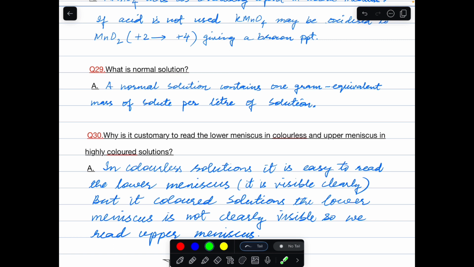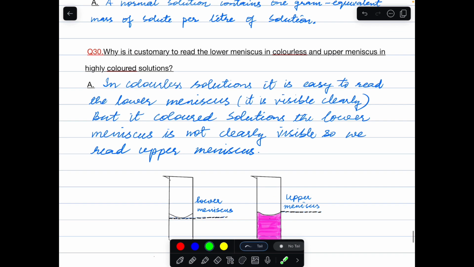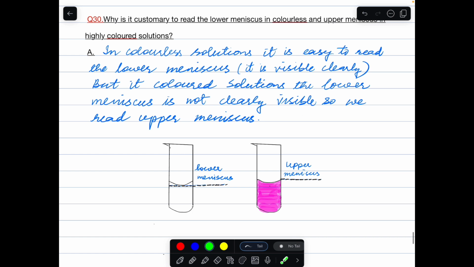Why is it customary to read the lower meniscus in colorless and the upper meniscus in highly colored solution? In your lab, you must have taken a reading of your burette, and that too carefully. That is, we have to make a very clear observation. The level of your eye and the burette reading should match, so that you will not get any error in writing down the reading. And there you have to check the meniscus also. In colorless solution, it is easy to read the lower meniscus. This is the lower meniscus.